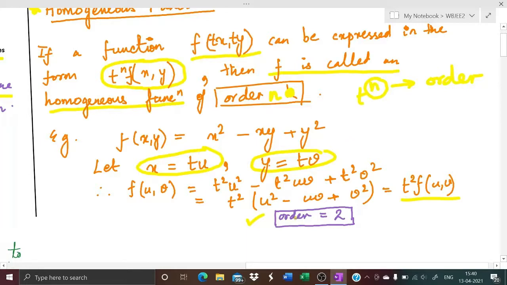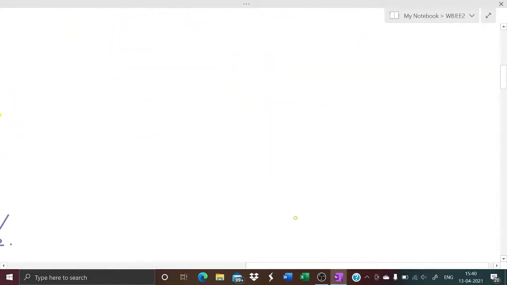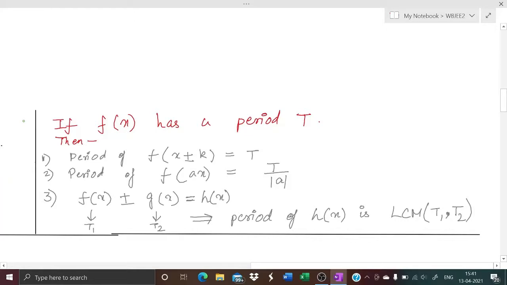Okay, so this is a homogeneous function, and if a function is a periodic function, then there will be some properties of the function. First, suppose f of x has a period of t, and the function is given as f of x plus minus k, then the period of the function will also be t, not t plus minus k, it will be t. Now suppose you have been given f of ax, then the period would be t by mod a. Even if a is negative, we should take the positive value because period cannot be negative.